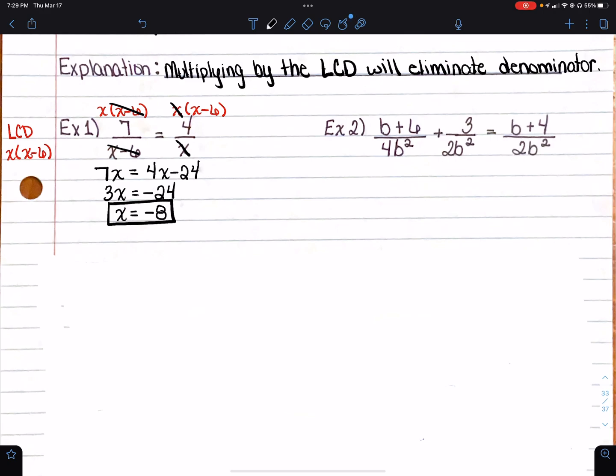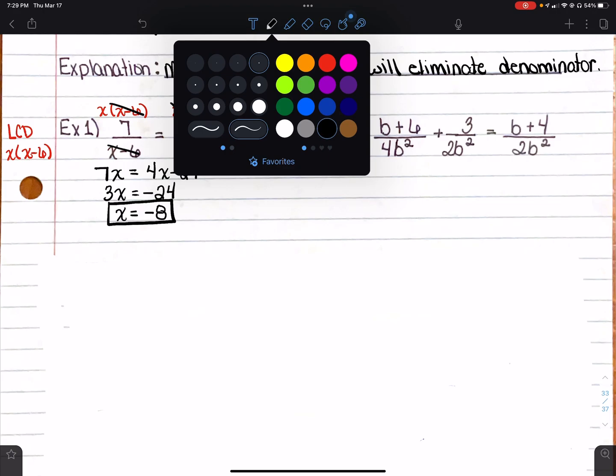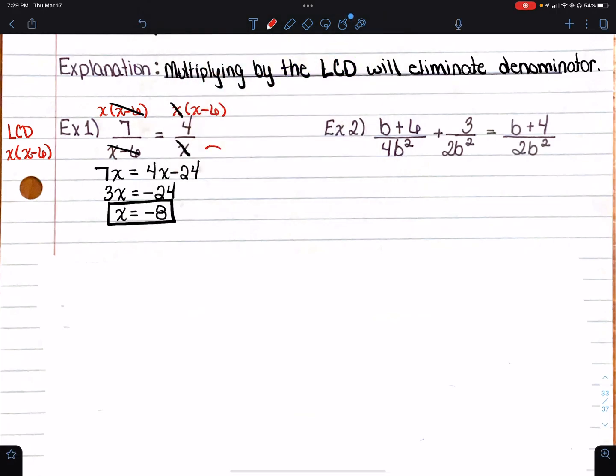Now that's my solution if and only if -8 was not an excluded value. So if I look back at my excluded values, looking right up here, I see that x could not equal 6 and x could not equal 0. So either way, this one definitely works. Okay, -8 was not an excluded value, so that is a solution.